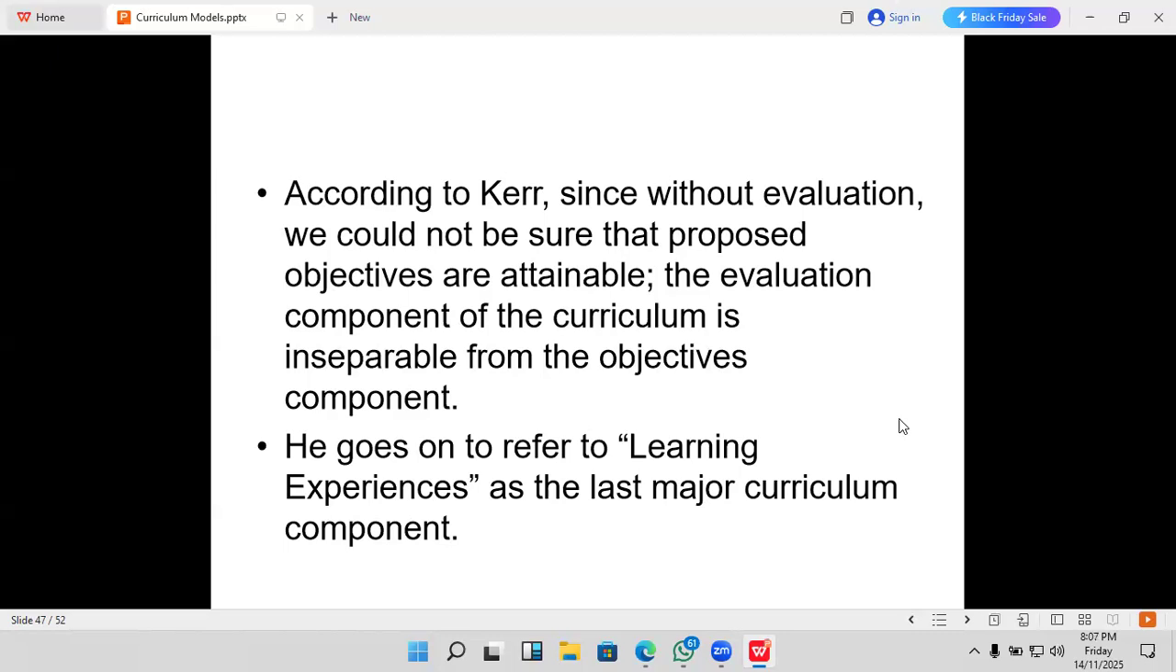He goes on to refer to learning experience as the last major curriculum component. Some people criticize that we do not do that. Usually, we still follow the traditional method. We have the evaluation or assessment at the end of the process.